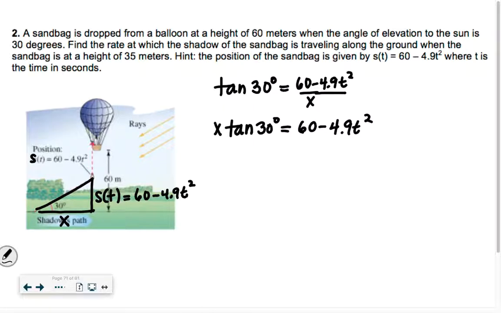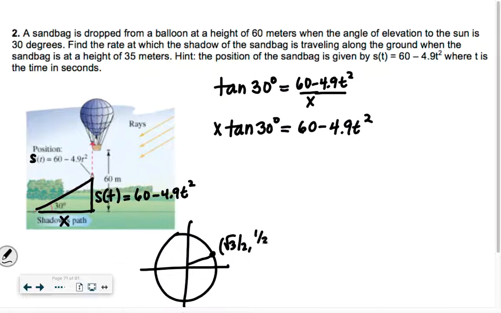Do you guys know what the tangent of 30 is? Yeah, you should know it. I agree with that statement. We should know it. How would I know? It's 1 over root 3. It's the sine over the cosine, right? 1 over 2 divided by root 3 over 2. So it ends up being 1 over root 3. So we have 1 over root 3 x equals 60 minus 4.9 t squared.